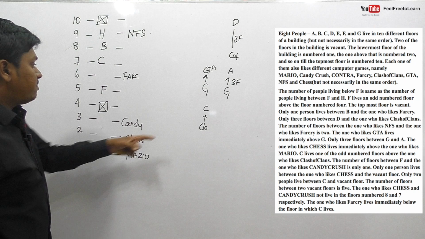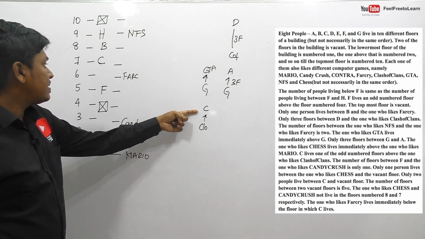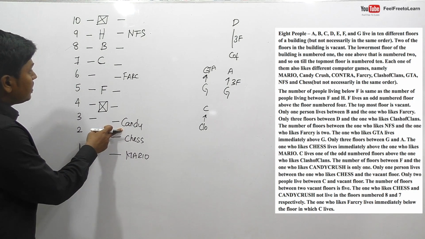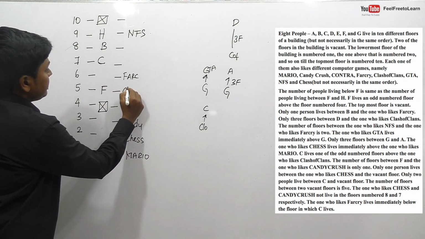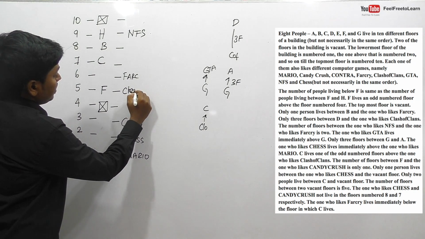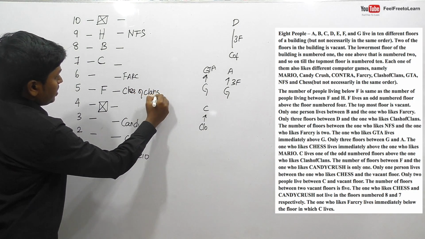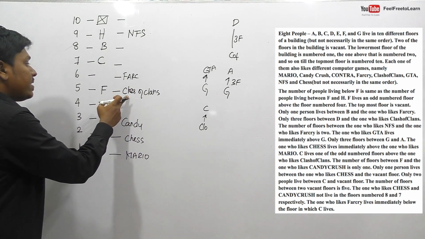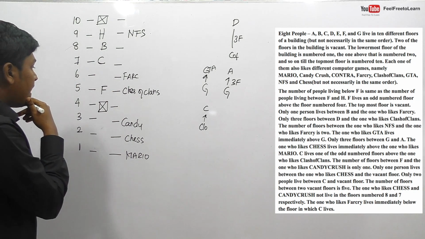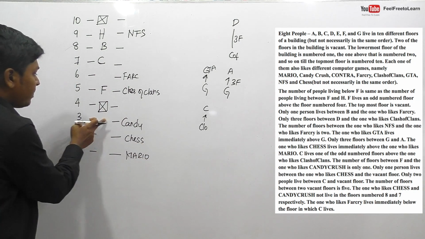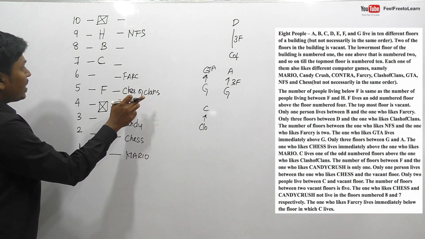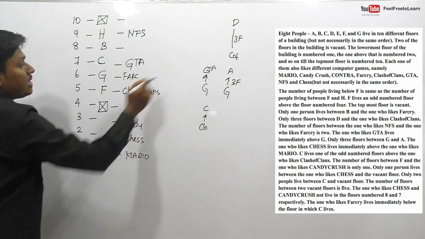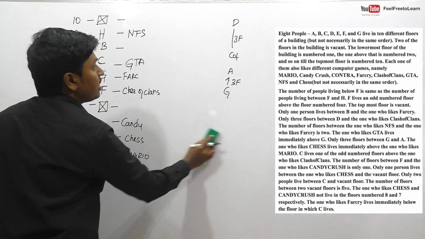So friends, above Clash of Clans the person C is living, right? So it is Mario, and this is chess and this is Candy Crush. So here it is Far Cry, so we can definitely say that this must be Clash of Clans, friends. No other possible way, because C is living immediately above Clash of Clans. And we need to place G and GTA, right? So if I place G here, this should be GTA, because immediately above G it should be GTA, so we can eliminate both the conditions.